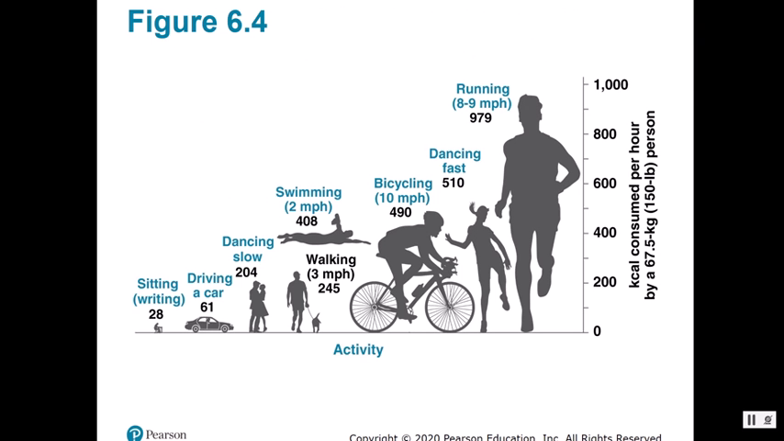This is just interesting. This is on page 115, and it's showing you various activities and how many calories they burn. I'm sure you have heard of calories, how many calories you intake a day. This is average for about a 150-pound person, so, give or take, depending on what your weight is. But this is how many calories you burn per hour. So if you sit and write for an hour, you're going to burn about 28 calories. Driving a car, dancing slowly, 200. Obviously, running for an hour is going to burn the most calories with almost 1,000.